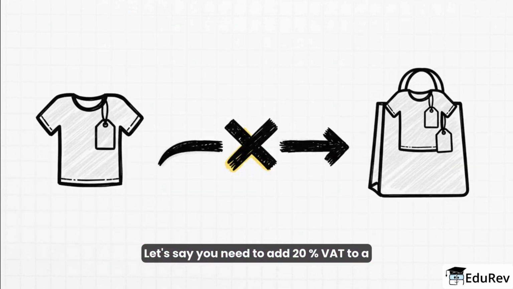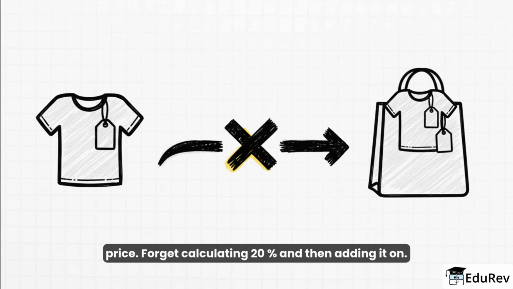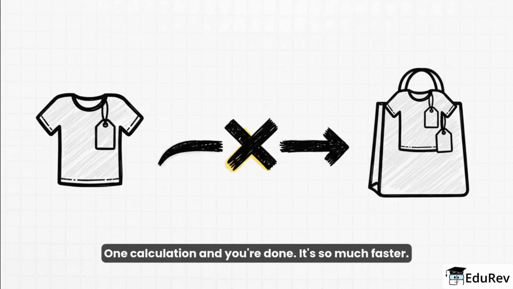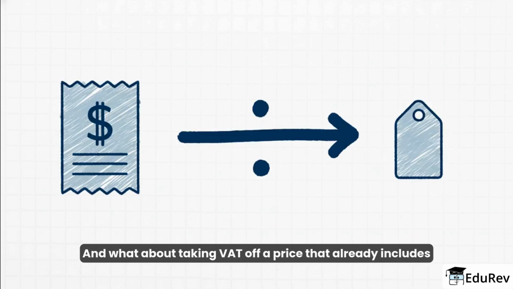Let's say you need to add 20% VAT to a price. Forget calculating 20% and then adding it on. That takes way too long. The shortcut? Just multiply the original price by 1.20. Boom! 1 calculation and you're done. It's so much faster.